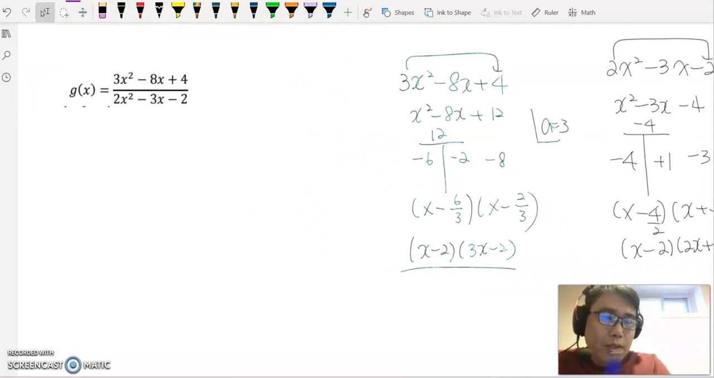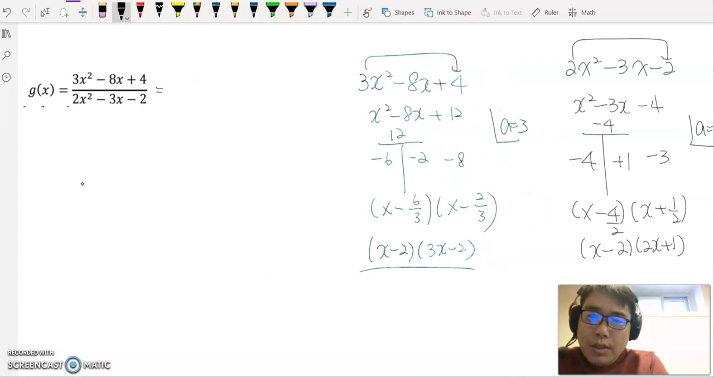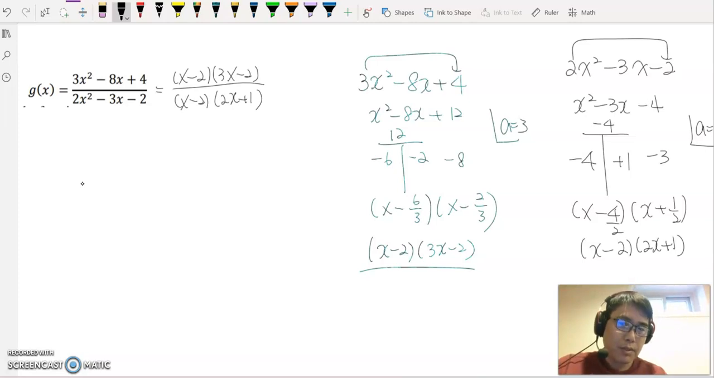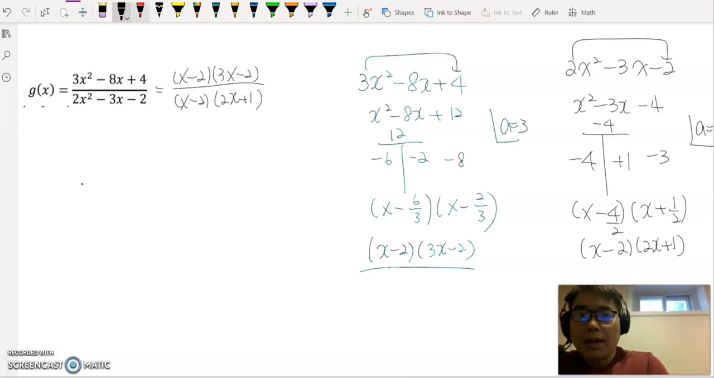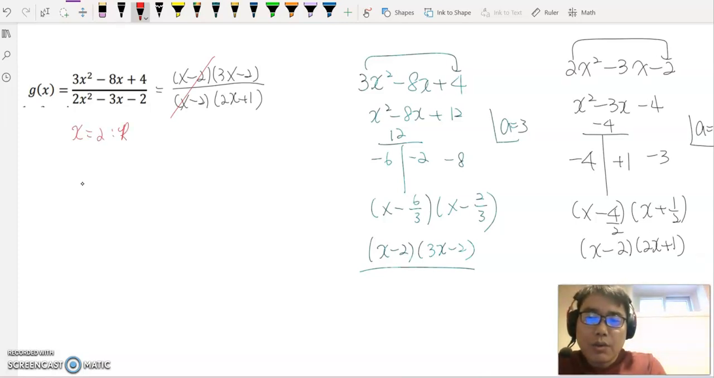So we can rewrite this function in factored form: (x minus 2) times (3x minus 2) over (x minus 2) times (2x plus 1), basically. Make sense to you? Good. Okay. And now those two cancel out. So now we can define x equals 2 as the removable undefined value.